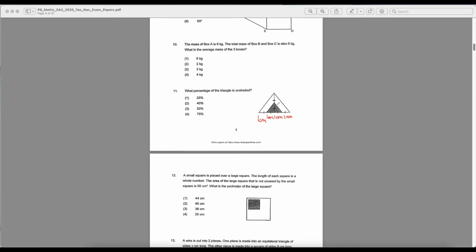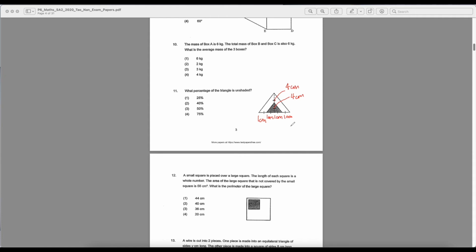And if you realize the height of the triangle, it's a double line. So that means these two are different from the base. So I'm gonna give them a number. Probably gonna give them like 4 cm. So that means this is 4 cm. And this is 4 cm. Okay? So what percentage of the area is unshaded? So with the numbers that I placed in, we can find out the area of the large triangle, the area of the small triangle, and then we can find the percentage.